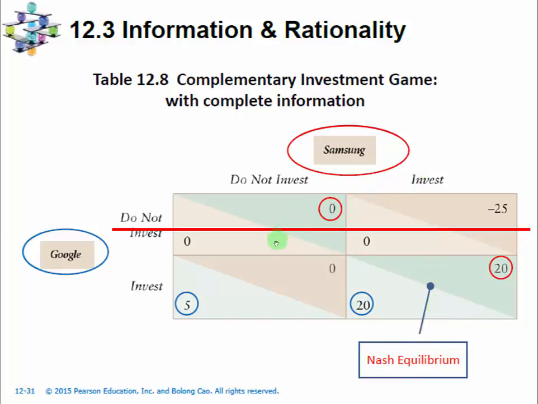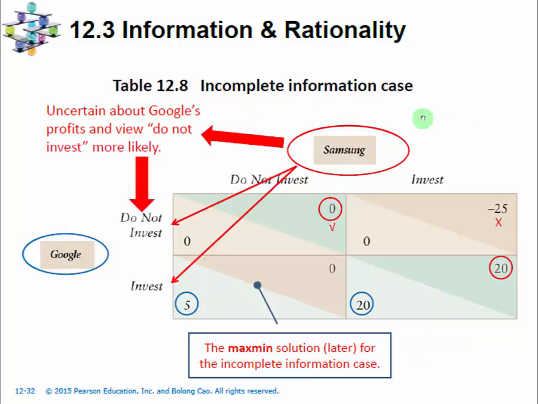This is when both firms know exactly what's in this payoff matrix, and both firms know the other player is a rational player and will play the dominant strategy. However, the information is not always transparent, and Samsung may not really know the payoffs to Google for the do not invest and invest strategies in the Chrome OS. So, when Samsung does not have that information, it may have this belief that Google is very likely to not invest in the Chrome OS.